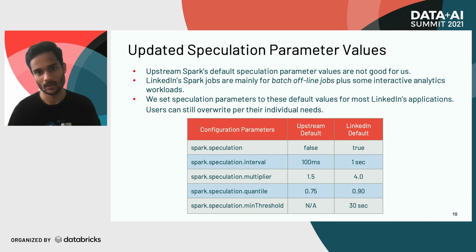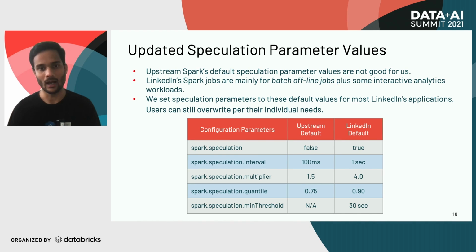This is needed because it's the last 10% of the tasks which require speculation, which are taking longer than the other set of tasks. Also, Spark speculation min threshold is set to 30 seconds, as we have seen previously, meaning that tasks that run for less than 30 seconds won't get speculated.